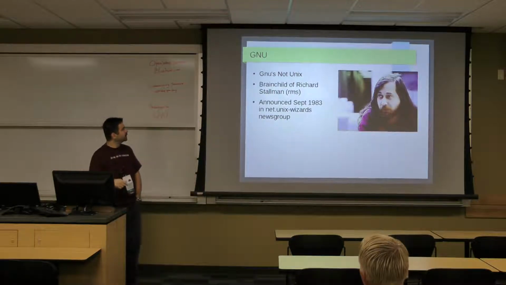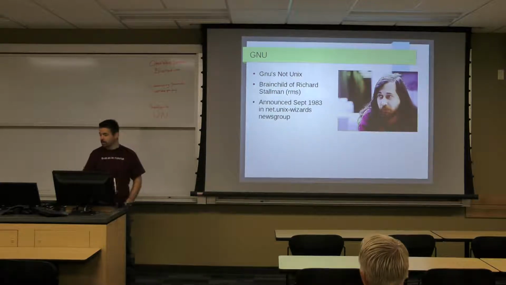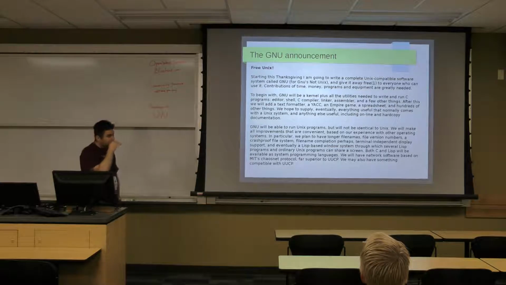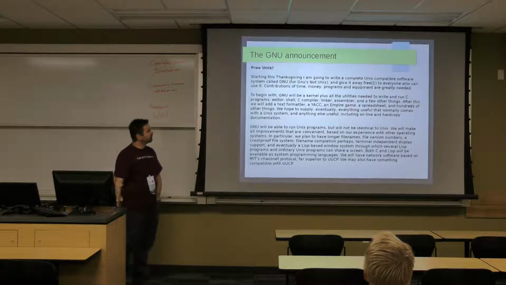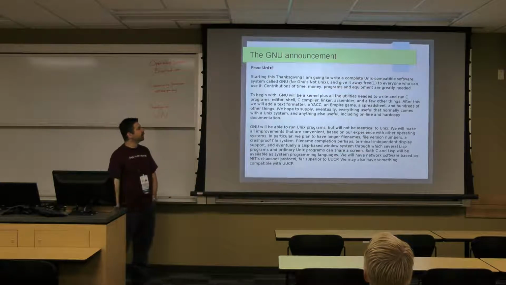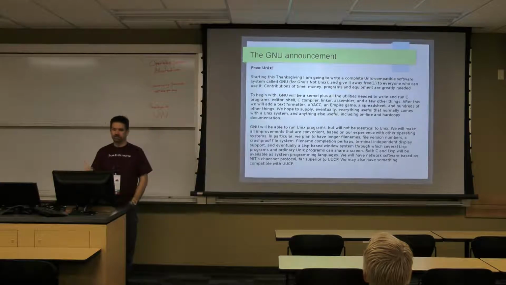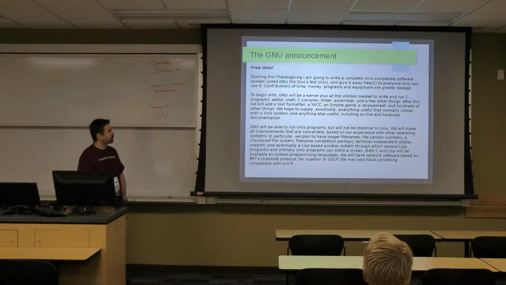So in 1983, he posted to the Net Unix Wizards news group. This is an excerpt of what he posted. He said, starting this Thanksgiving, I'm going to write a complete Unix-compatible software system called GNU. GNU is one of these self-referencing acronyms that we often see in the open source world. It just stands for GNU's Not Unix. And he says we're going to give it away free to everyone who can use it.